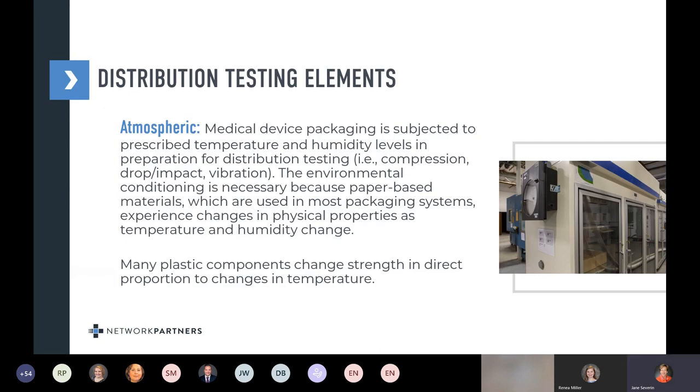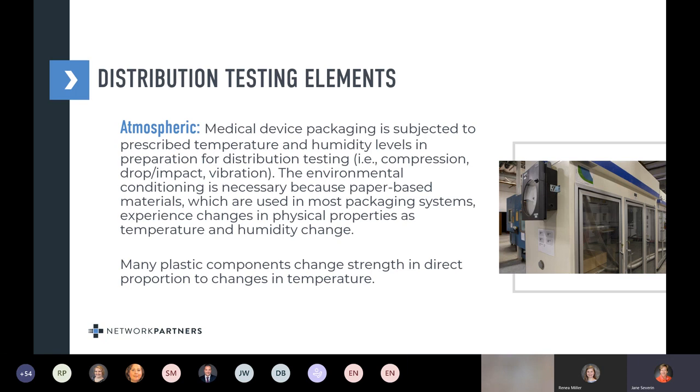In preparation for performance testing, the test product is preconditioned to prescribed temperature and humidity levels. This is important as common packaging materials such as paper and plastic, their properties can be impacted by these inputs. Thermal shock is an issue as well that we hear a lot about. This should be addressed in this element as well.